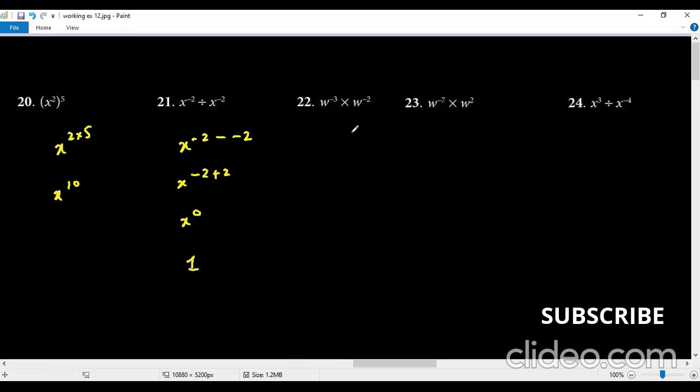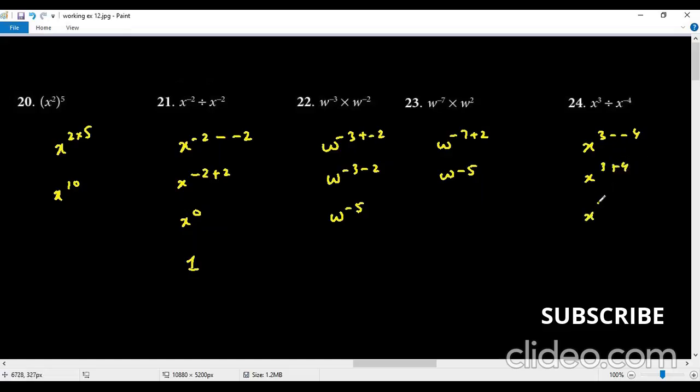Now, when it comes to question number 22, it is saying numbers are multiplying, powers are going to be added. Minus 3 plus minus 2 is going to give us minus 3 minus 2, and the answer is going to be w power minus 5. When it comes to question number 23, it's saying v minus 7 plus 2. That means w is equal to w power minus 5. When it comes to question number 24, numbers are dividing, powers are going to be subtracted. So minus minus 4, x is equal to 3 plus 4, and x is going to be x power 7.